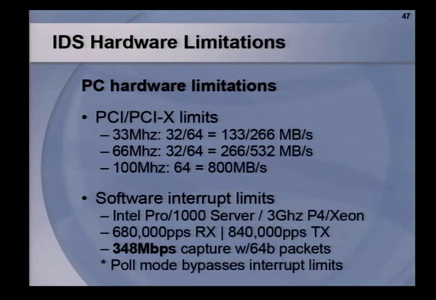Most people are actually only using either 32 or 66 megahertz, and they can usually get up to 266 or in some cases up to 532 megabytes per second. But for the most part, 266 is about standard, and 133 as well.